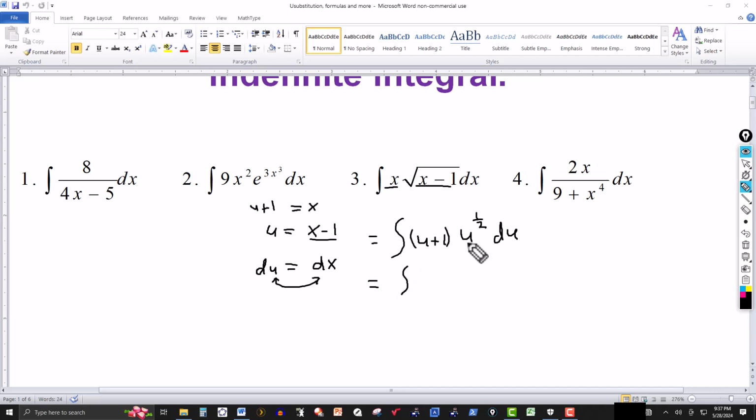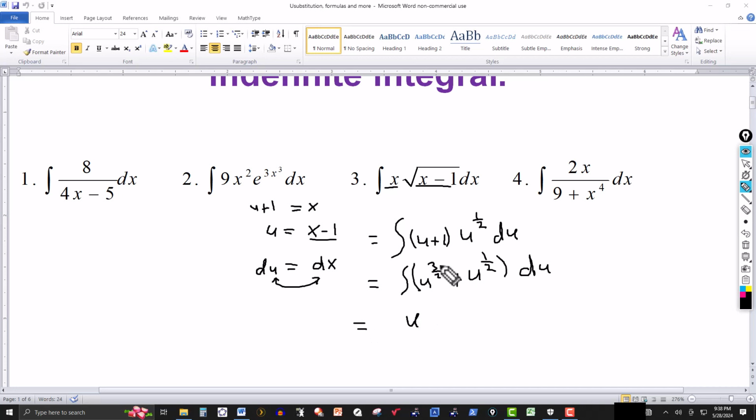And multiply through by u to the 1/2. So u to the 1/2 times u here. This is a 1 here, so this will be u to the 3/2. And then 1 times u to the 1/2. Now this is just basic integration here. U to the 3/2 plus u to the 1/2 with respect to u. That's the integral. So we're going to just write this out as u.